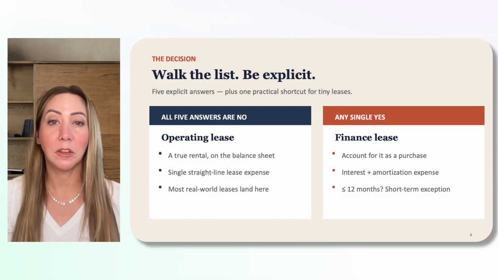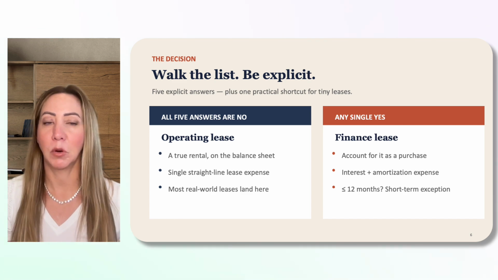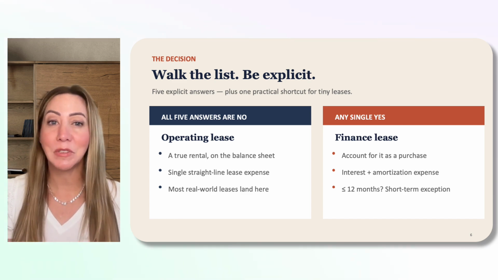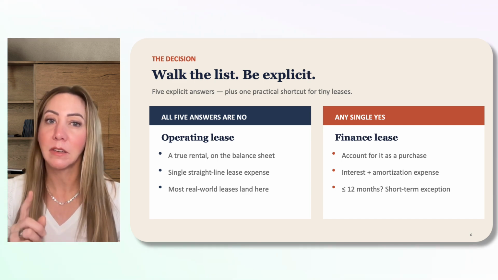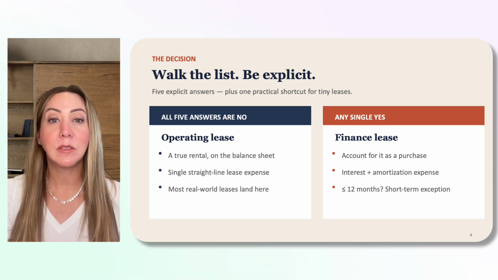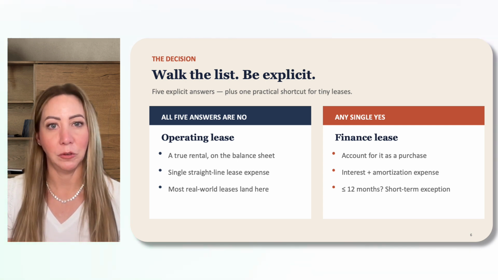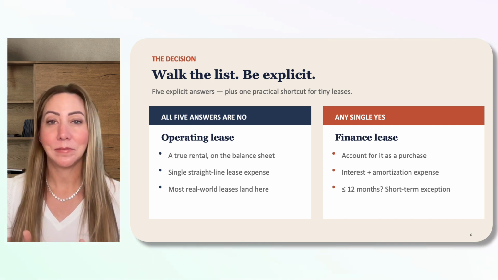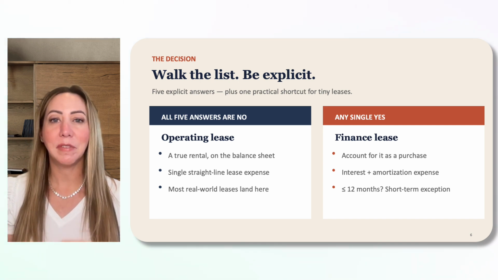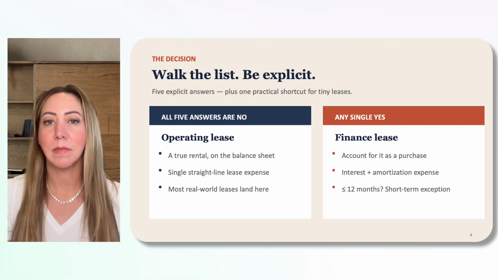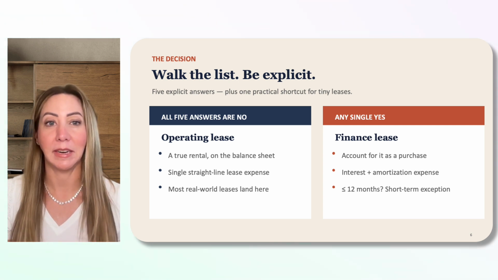In practice, walk the criteria in order and be explicit about each one. Does ownership transfer? Bargain purchase option? Is the term 75% or more of the life? Compute that one, don't eyeball it. Is the present value of the payments 90% or more of fair value? Compute that one too. Specialized asset? Can it be used by anyone else? If you get 5 no's, it's an operating lease. Any yes, anywhere, and it's a finance lease.